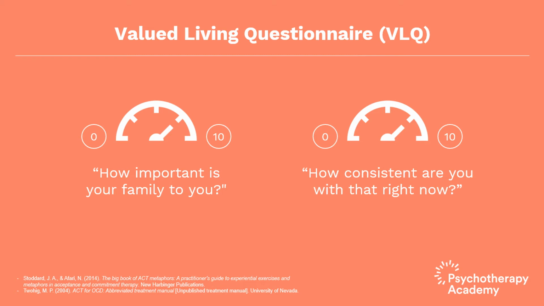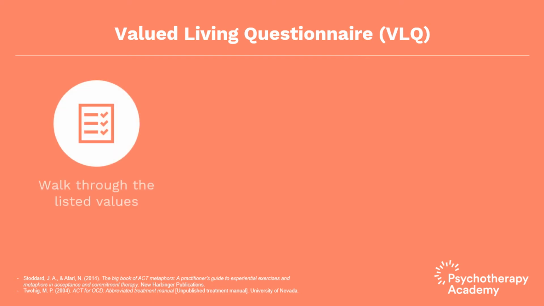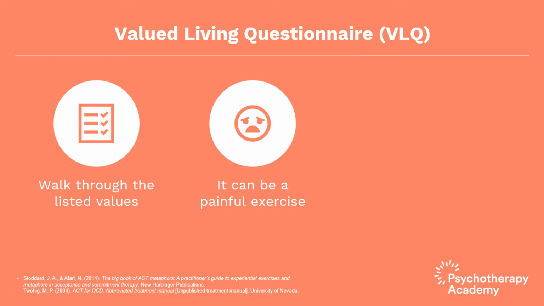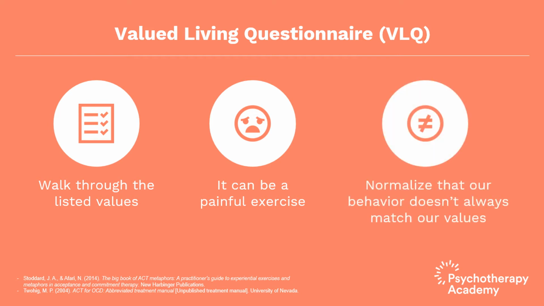And then you can see that, okay, well, this one's really important to you, but maybe your behavior isn't matching that as much. You can walk through this with all of the values that are listed in the Valued Living Questionnaire. Some might be of no importance to the person, and that's okay. I will give you a warning here that for some people, this can be a pretty painful exercise to walk through if they see, this is important to me, but I am not behaving in that way. And I really look to normalize this and make sure people understand something can be very important to you and your behavior cannot match with that, because we all experience that.